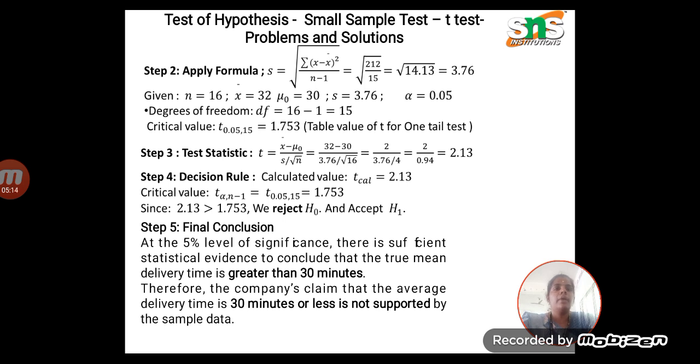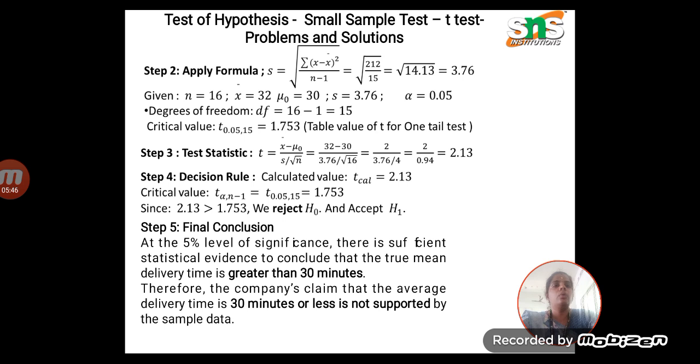Now I have got all the values, as given in the previous problem. Okay, now I am going to test the hypothesis. To test the hypothesis I am using the t-test formula. The t-test formula is x bar minus mu naught divided by s by root n. I subtract in the numerator and I get 2, and if I solve the denominator I get 0.94. So my answer is 2.13, which is greater than my critical value. My critical value is 1.753. So we can reject the null hypothesis.